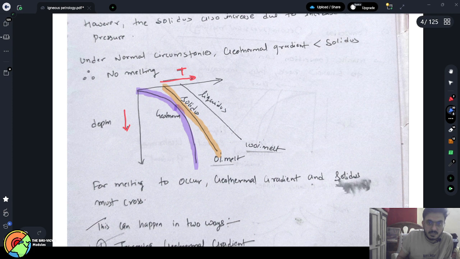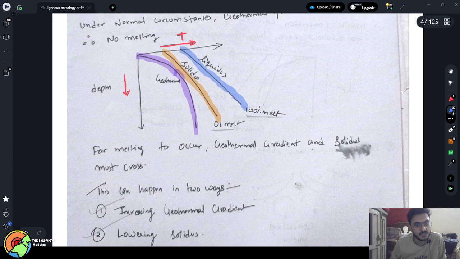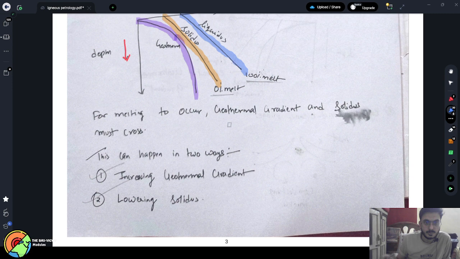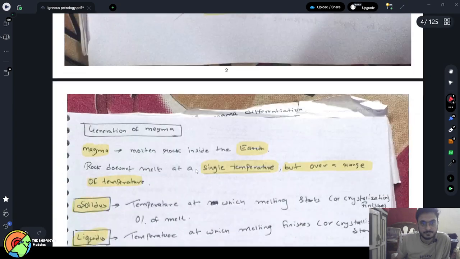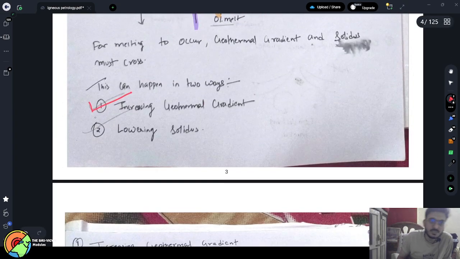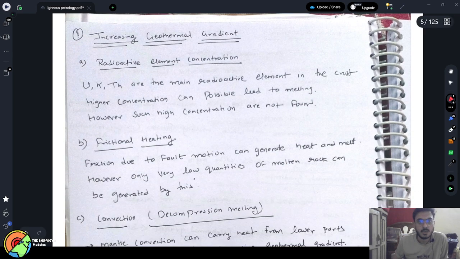And here this is the liquidus temperature, meaning here 100% melt will be there. So if this geothermal gradient crosses the solidus, then melting will start. So we have seen how the melting will start: either we will increase the geothermal gradient at this point, or we will decrease the solidus. Okay. Now how will you increase the geothermal gradient?